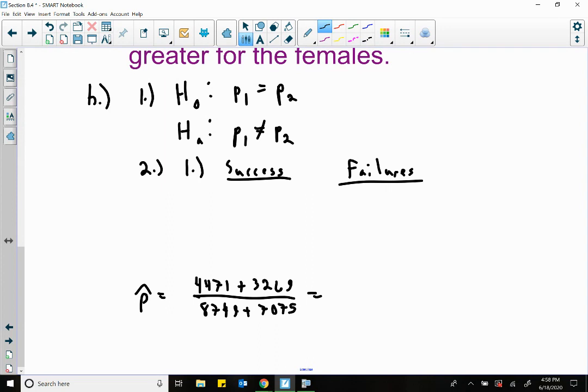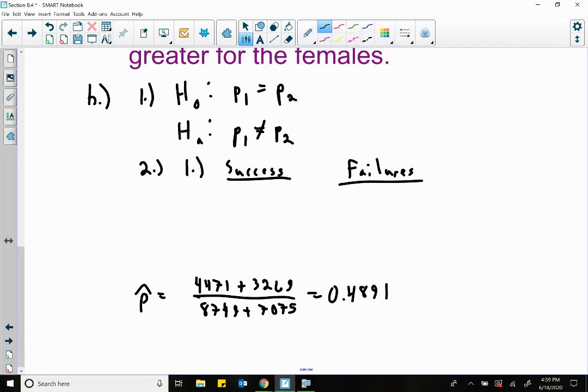So if we go to our calculator, I push alpha y equals and put 4,471 plus 3,269 all over 8,749 plus 7,075, and divide that. You get 0.489, and we're going to round to 4 decimal places because that's what they generally like. So there's your p hat value.